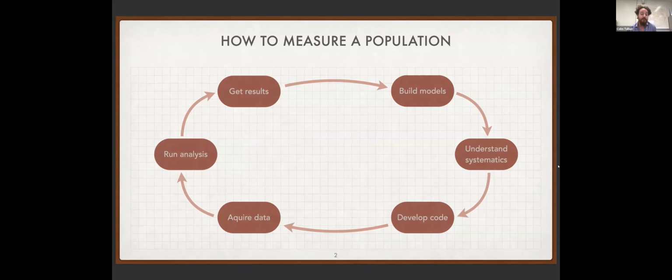And then once we have that, we can run our analysis and get our results, and then go back and write our papers, and then start tinkering again with our models and making sure we better understand the systematics, and continue that whole process over and over again. So we've now gone through this a couple of cycles, and we think that we're getting reasonably good at doing this.